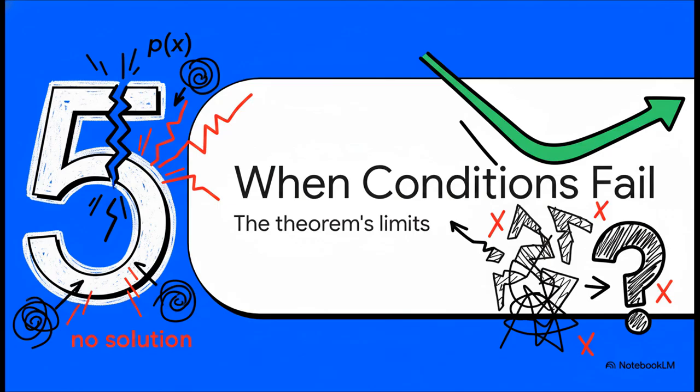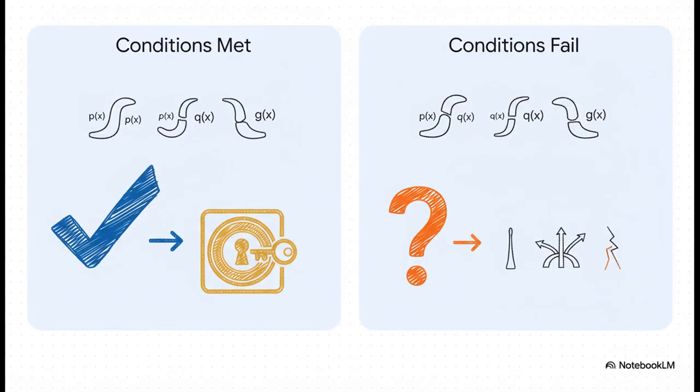But what happens if one of those functions, let's say p of x, isn't continuous at our starting point? Does that mean there's no solution? This is a really important distinction to make. This slide lays it out perfectly. If the functions are continuous, you get your guarantee. Check. But if they're not continuous, the theorem doesn't say a solution doesn't exist. It just says nothing. It's silent. We lose our guarantee. There might still be a unique solution, there might be tons of them, or there might be none. We just can't use this theorem to figure it out.